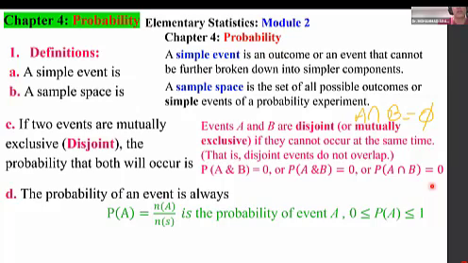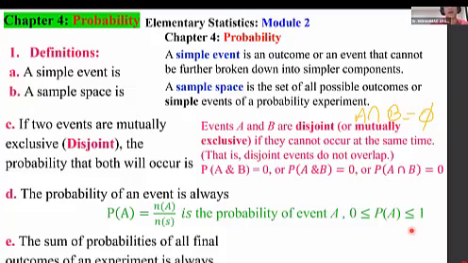A couple of things I want to mention. Number one, a probability of an event A is defined as n of A over n of S. And this has a value between 0 and 1. Can it be 0? Yes. Can it be 1? Yes. It cannot be negative. It cannot be larger than 1.